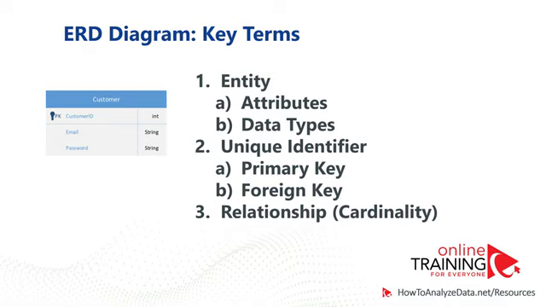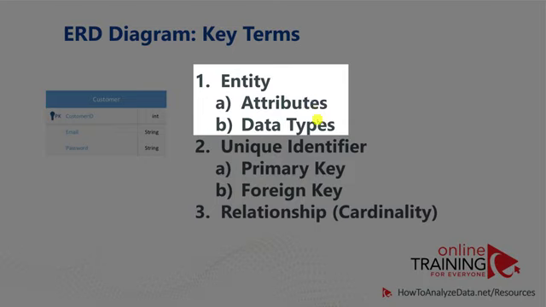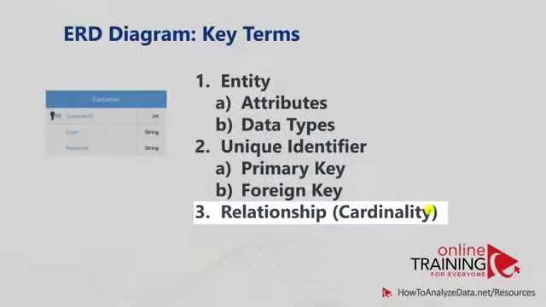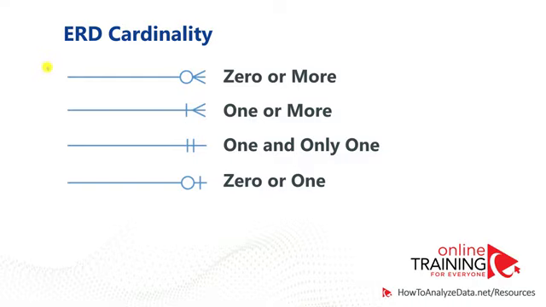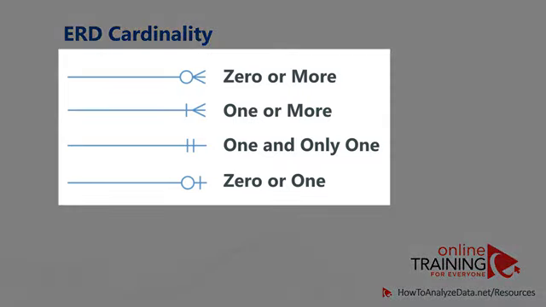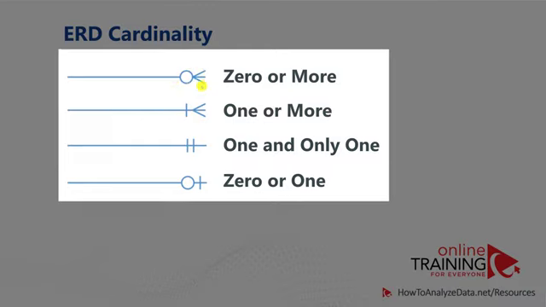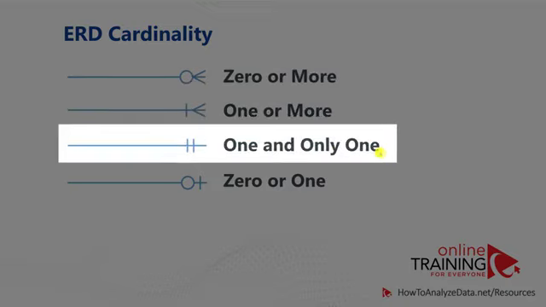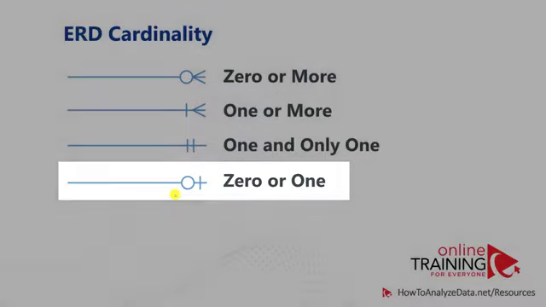As you have learned, to define a successful ERD diagram, you need to define entities with the attributes and data types. You need to create unique identifiers in the form of primary and foreign keys, and you need to define relationships in the form of cardinality. Cardinality is typically defined as a line connecting 2 entities, and on both sides of the line you can have different symbols. There are at least 4 types of cardinalities available, and for simplicity we put the symbol only on the right side of the line: 0 or more cardinality, 1 or more, 1 and only 1 cardinality, and 0 or 1 cardinality.